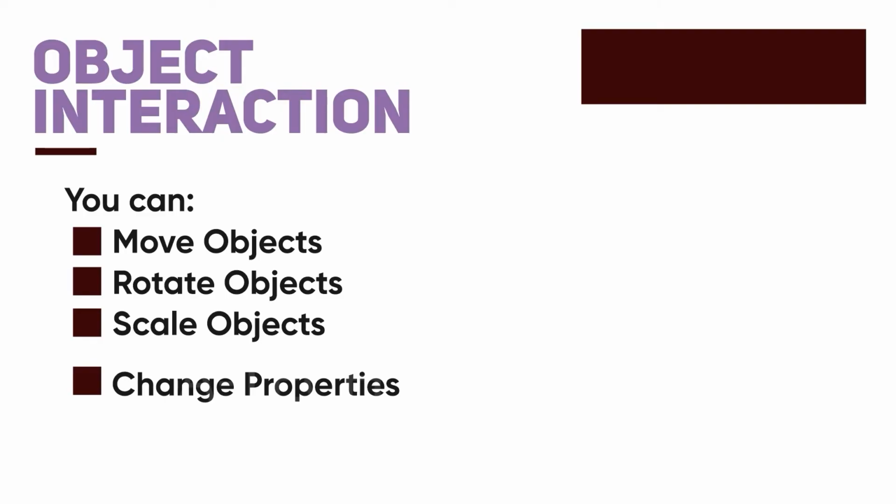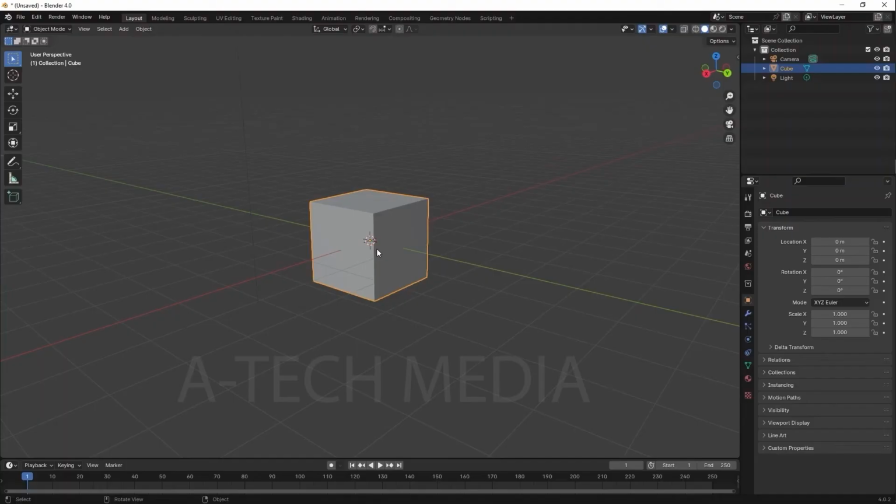You can move an object, you can rotate it, you can scale that object, which means increasing or reducing its size. You can also change its properties like its color, its shape, stuff like that. So let's focus on the first one, which is moving an object.